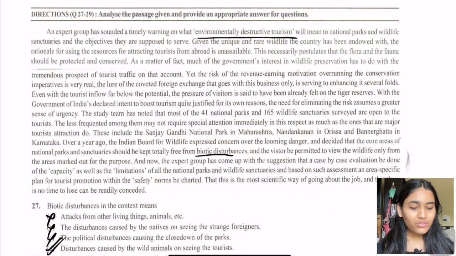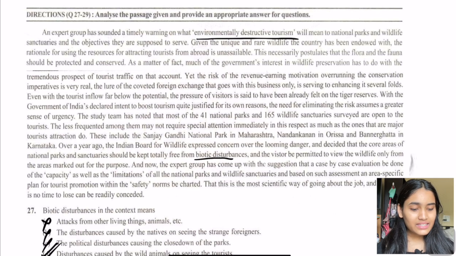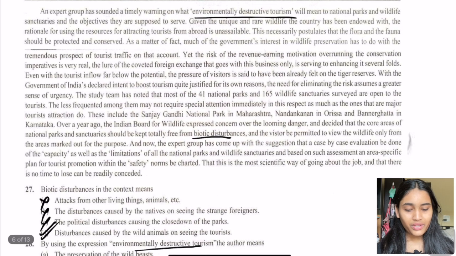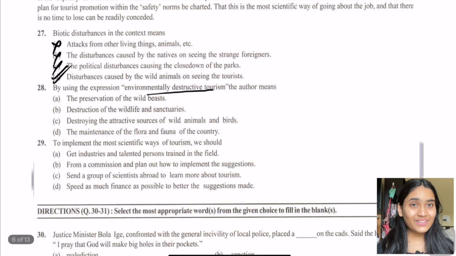Given the unique and rare wildlife that the country has been endowed with, the rationale for using the resources for attracting tourists from abroad is unassailable. This necessarily postulates that the flora and the fauna should be protected and conserved. Okay, that gives us a good amount of idea.